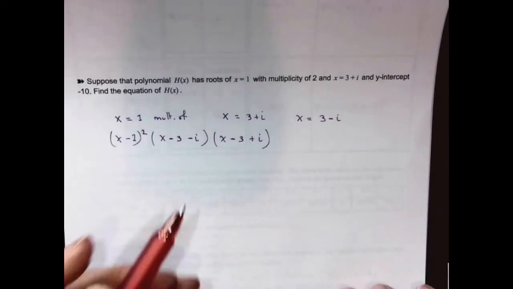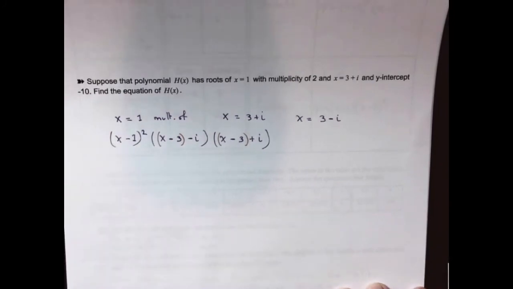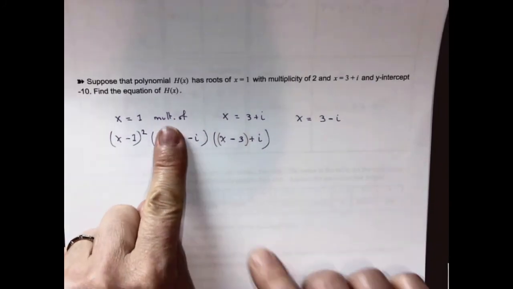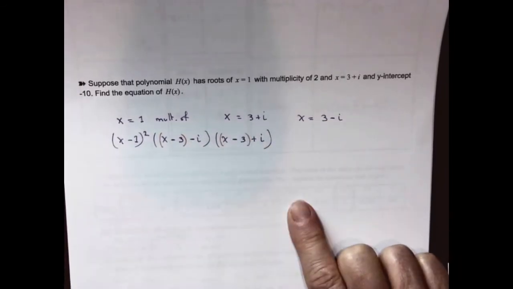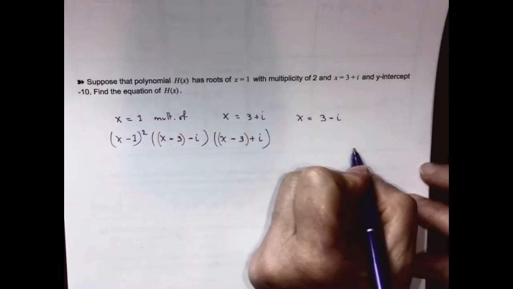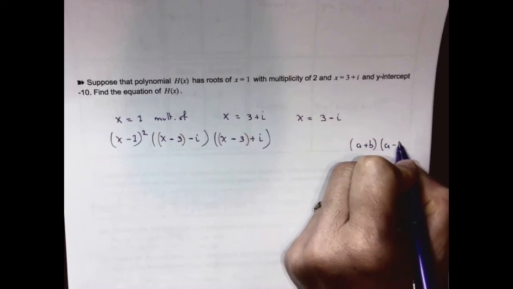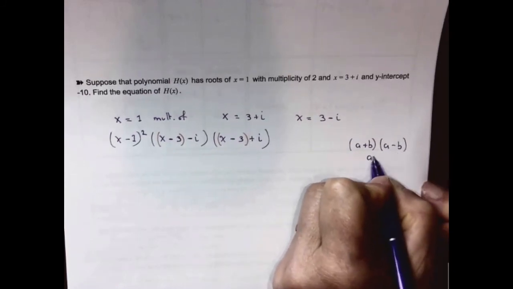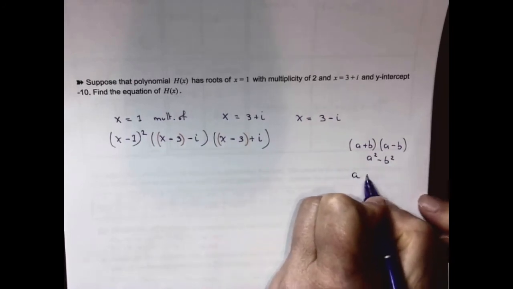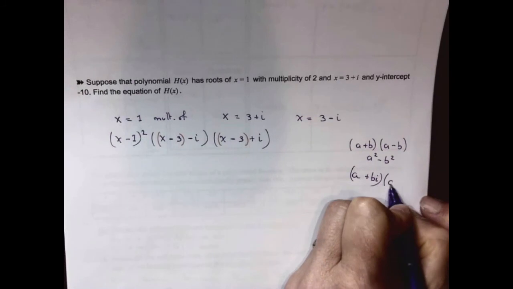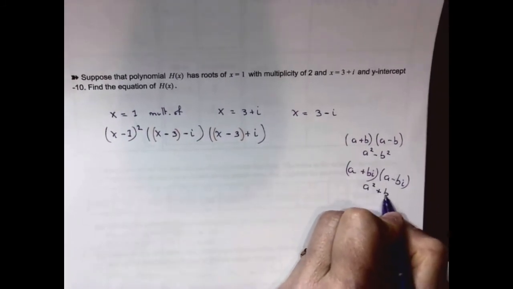And then I'm going to use what I know about my identities. This is something minus i, that same something plus i. Those are two conjugates, right? So when you multiply two conjugates, a plus b, a minus b, that's just going to give you a squared minus b squared, right? But if your conjugates are complex, if you recall, then that's going to become a squared plus b squared, right?